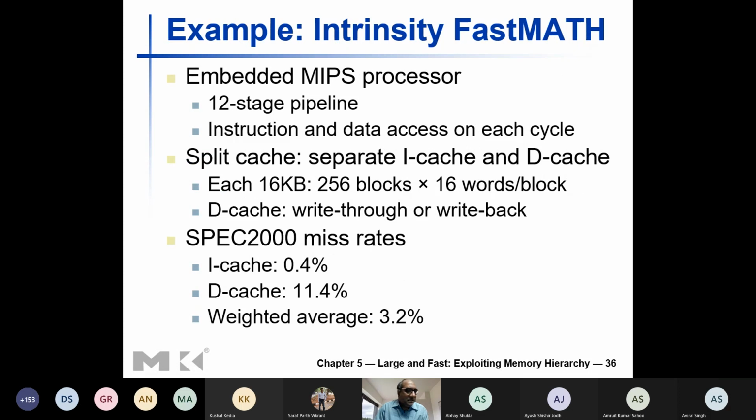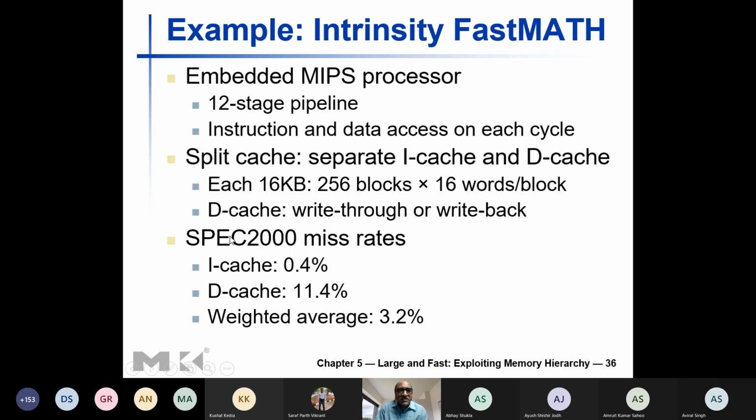Yeah, this is an example, like the Fast Math processor, which is used to perform floating point operations. This particular processor uses a 12-stage pipeline, and it contains separate data and instruction caches, each of size 16 kilobytes. This is just a numerical example to illustrate that.